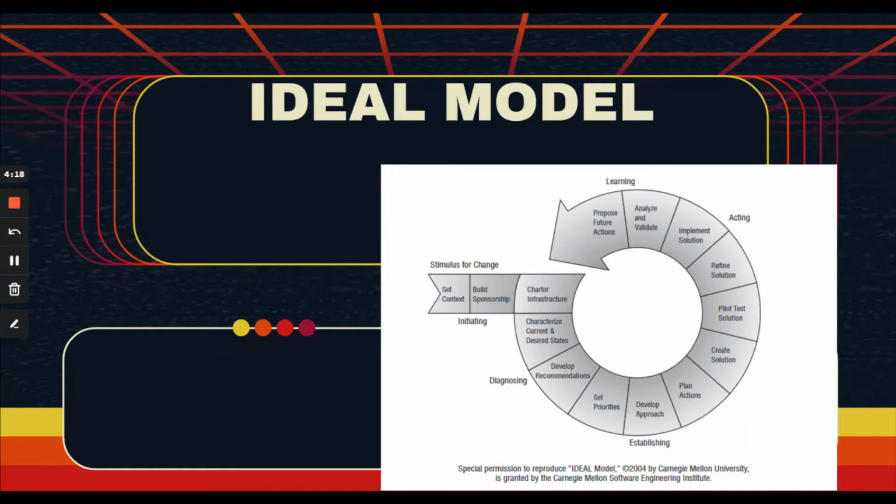The IDEAL model. The Software Engineering Institute also developed the IDEAL model for software development, which implements many of the Software Capability Maturity Model attributes. The IDEAL model has 5 phases, which are initiating, diagnosing, establishing, acting, and learning.